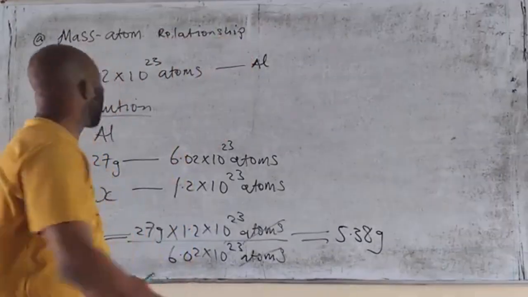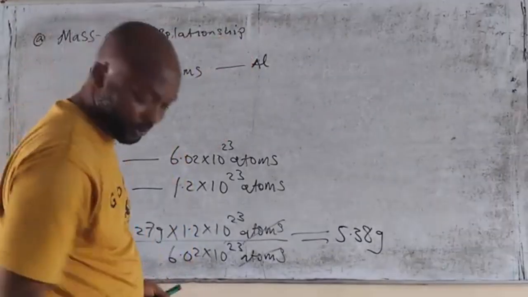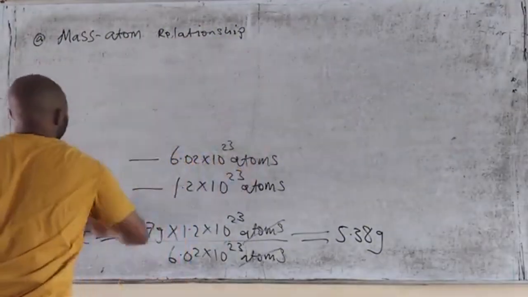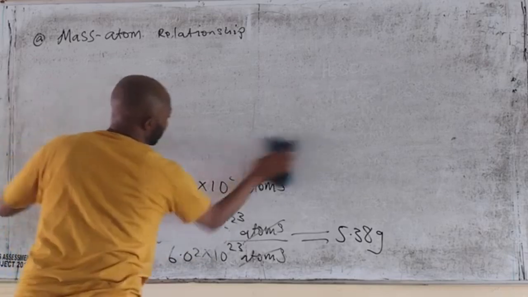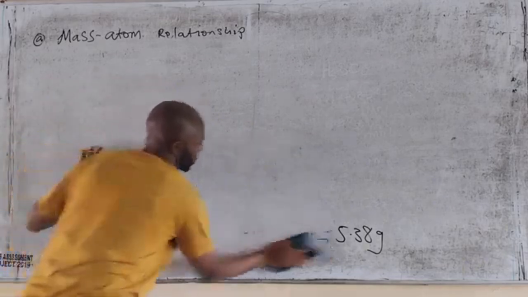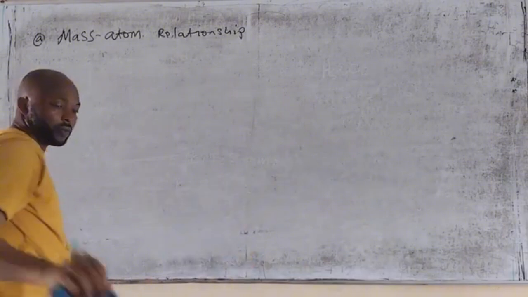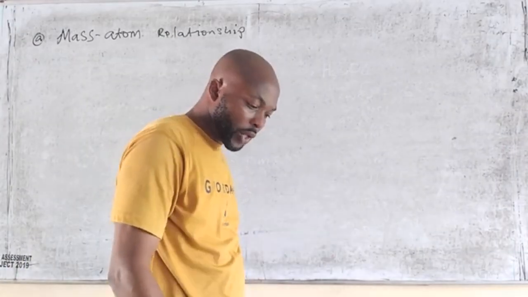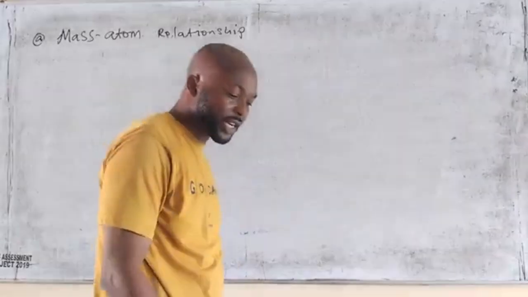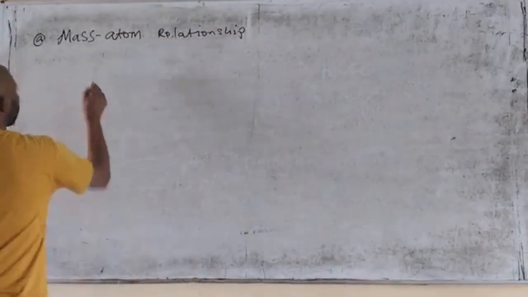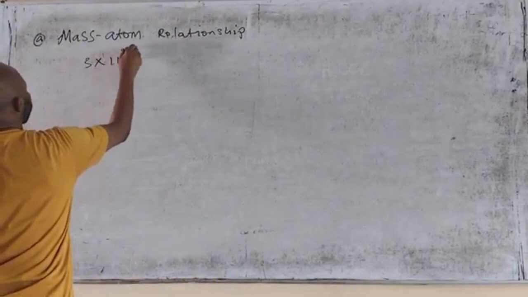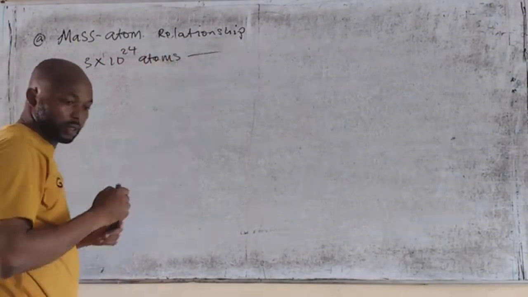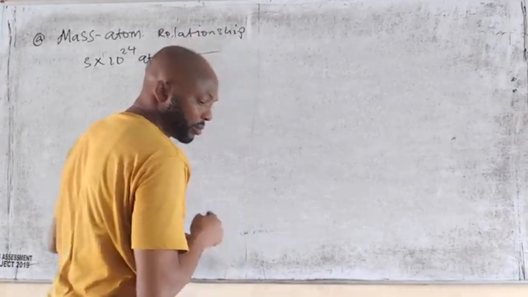The third question on mass-atom relationship. Calculate the masses in grams of 3 times 10 raised to the 24 atoms of what? Of helium.